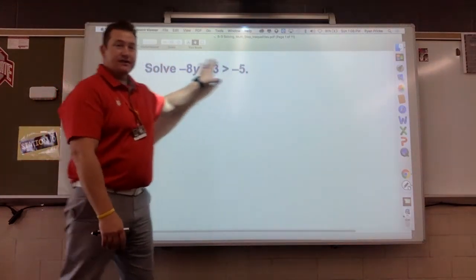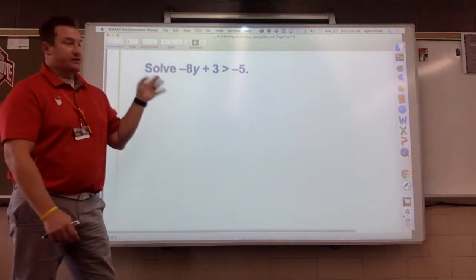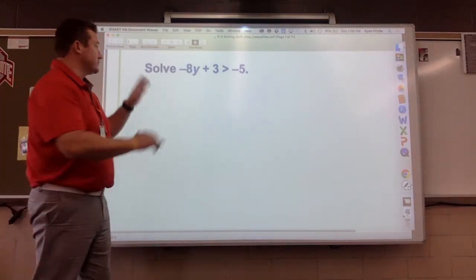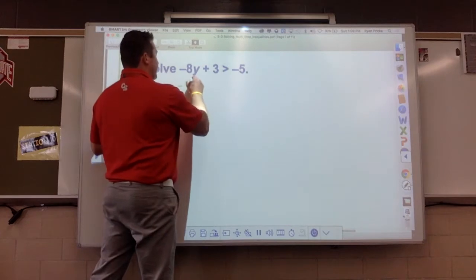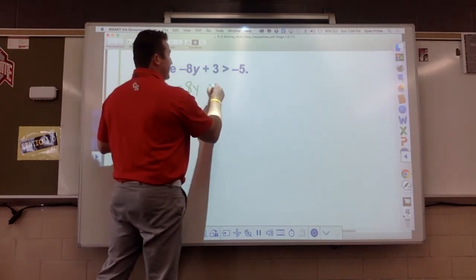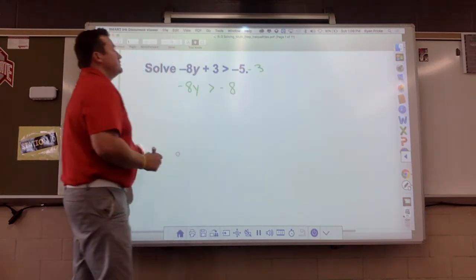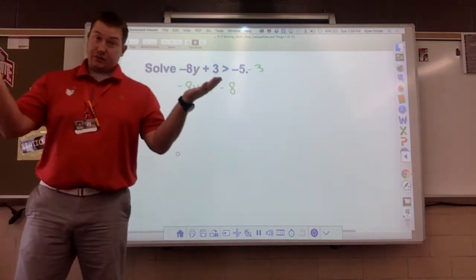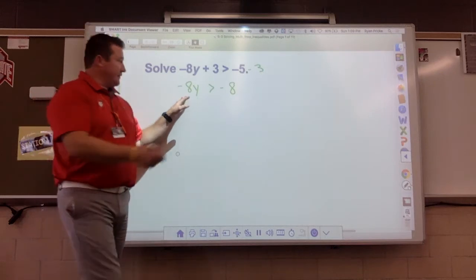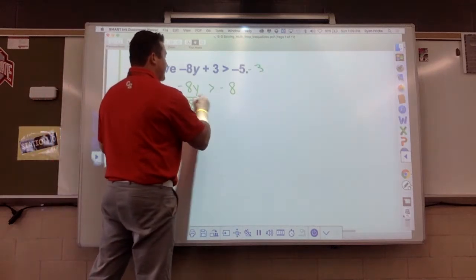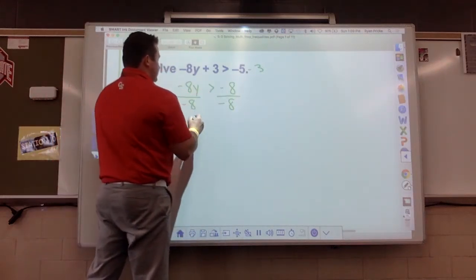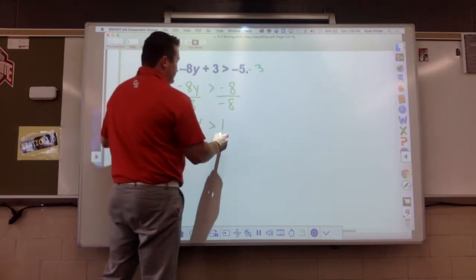All right, we see this, right? Get rid of addition, subtraction first. That means the 3's got to go over here. All good. So we're going to go negative 8y. We're going to subtract 3. Minus 3, guys. This turns into negative 8. All right, last step. This was simple. Divide by negative 8, right? So we're going to divide here, and we get y values greater than 1, okay?